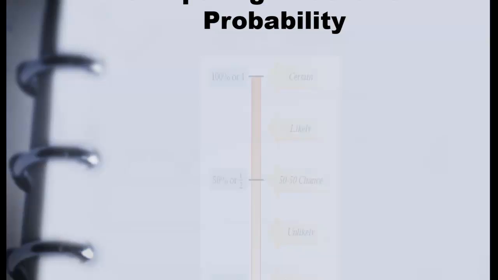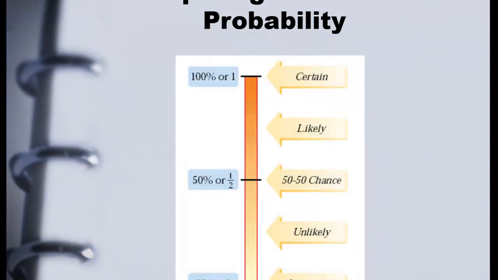For example, remember before I mentioned that theoretical probability is a number between 0 and 1 that indicates the chance or likelihood of an event happening. 1, or 100%, is certainty, 50% or 1/2 is a 50-50 chance, and 0% means it's impossible that this event will happen.